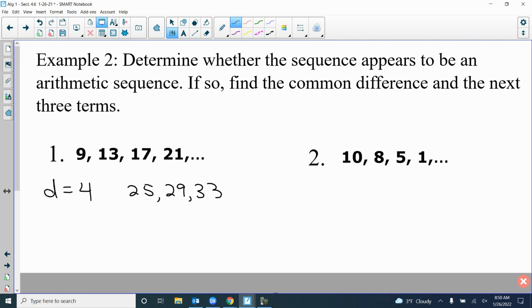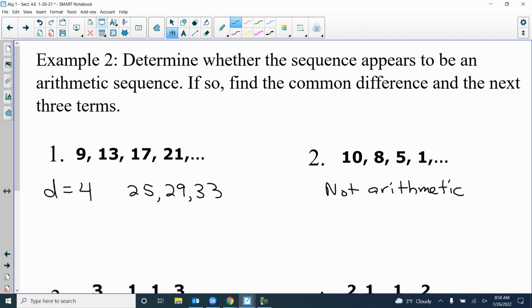All right, look at number 2. You have to identify, is it arithmetic? And then if so, what's the common difference? Ava, is it arithmetic? No, it is not, because 10 to 8 goes down 2, but 8 to 5 goes down 3, and then it goes down 4. There's a pattern, but it's not arithmetic. That's all you got to do for that one.